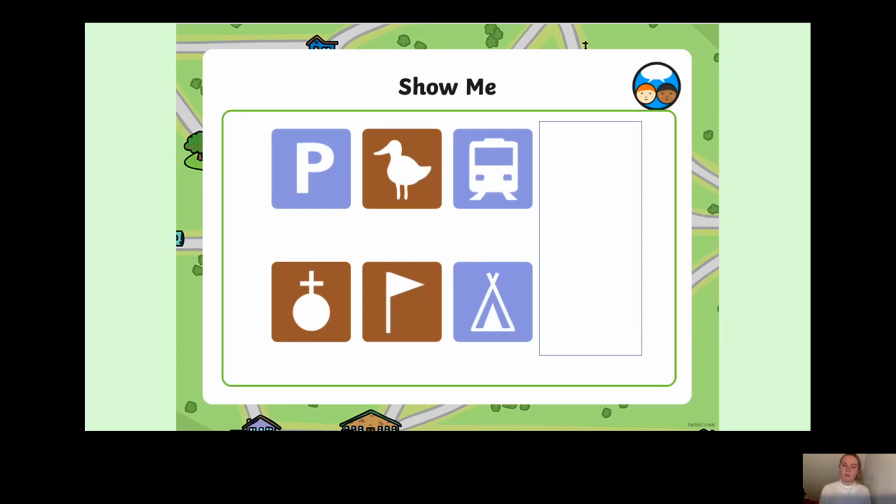We've got a brown square with a duck in the middle, a blue square with a train in the middle, a brown square with a cross in the middle, a brown square with a flag in the middle, and a blue square with what looks like a tent in the middle. Can you pause the video now and have a think? What human or physical features do you think these different symbols represent?